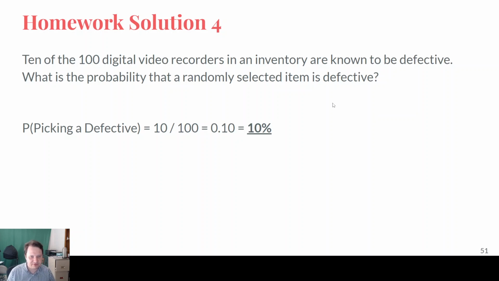Notice that the complement of that would be 90 out of 100 because 90 of them work. And so the probability of picking one that's working is 90%, which is the complement. Notice that would add up to 100% if we added it to the 10%.